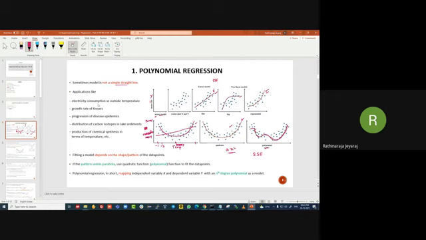So there are many applications that provide this kind of behavior: electricity consumption based on outside temperature, growth rate of tissues, progression of disease epidemics, distribution of carbon isotopes, and so on. Especially such abnormal or different shapes of data points may occur in science fields like physics, chemistry, and so on. All right. In a normal engineering way, we don't get such a different pattern like this.